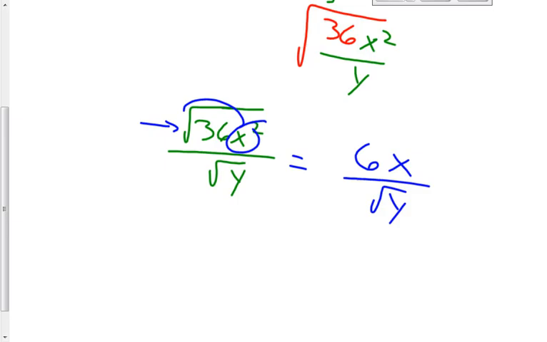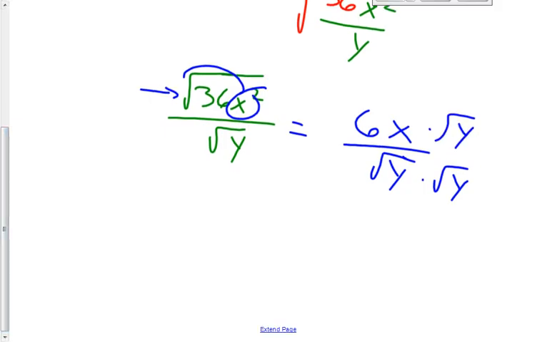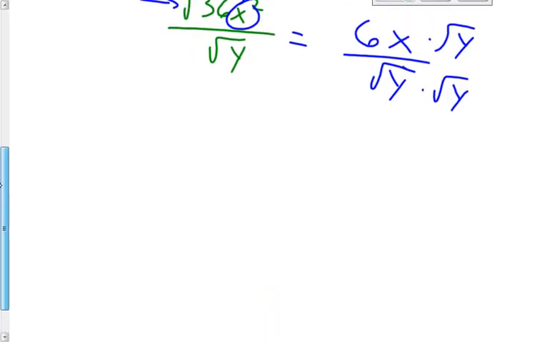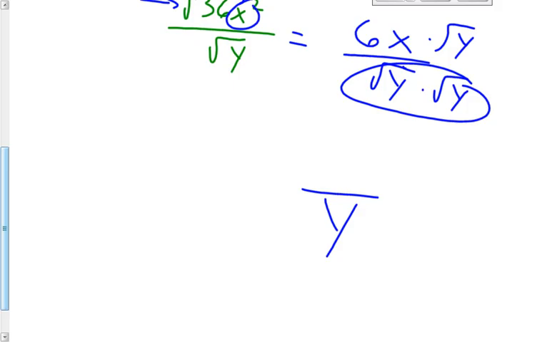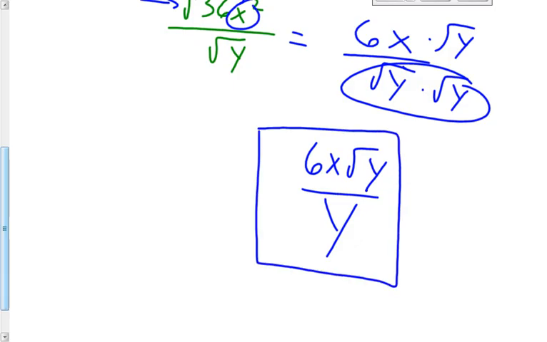Now that you have that, let's simplify this one step further by rationalizing the denominator. Multiply both top and bottom by square root y. So once we have this, square root y times square root y in the denominator is y. And then 6x times the square root of y is just 6x square root y. So this is our answer for number 4. 6x square root y over y.